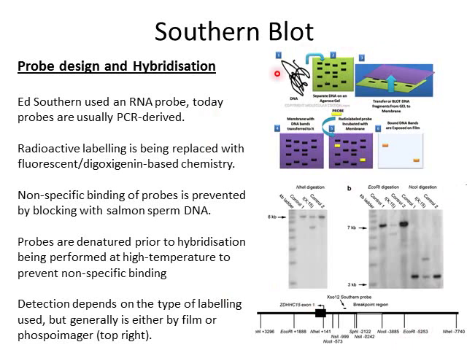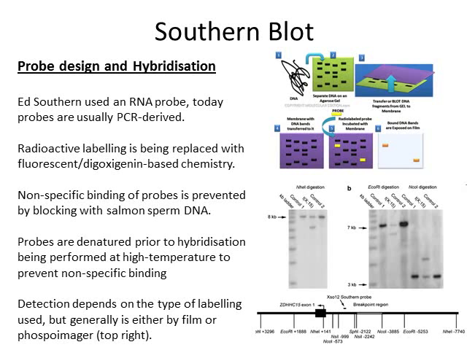So what we've got here is basically just an image of how this process works. Southern used an RNA probe. Today we use probes that are PCR derived, so DNA probes. It's important to realise that the probes need to be denatured prior to use. So we're trying to use a probe to anneal to a particular region of DNA that we're interested in. So just like in PCR, the DNA that we're trying to detect needs to be denatured on the membrane so that the DNA becomes single-stranded, and the probe that we're using needs to be denatured so that it is single-stranded too.